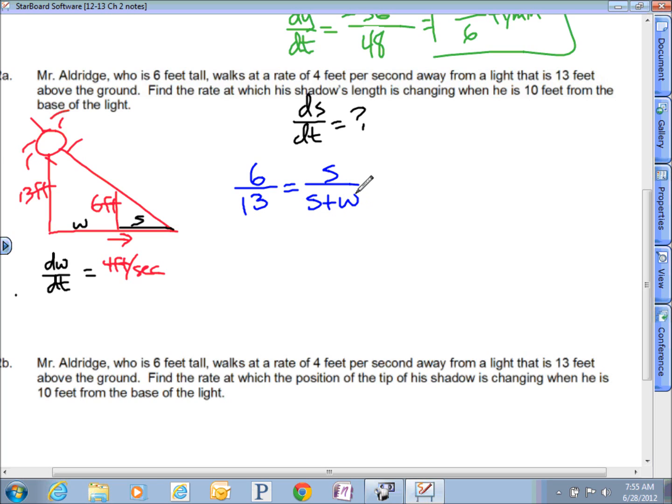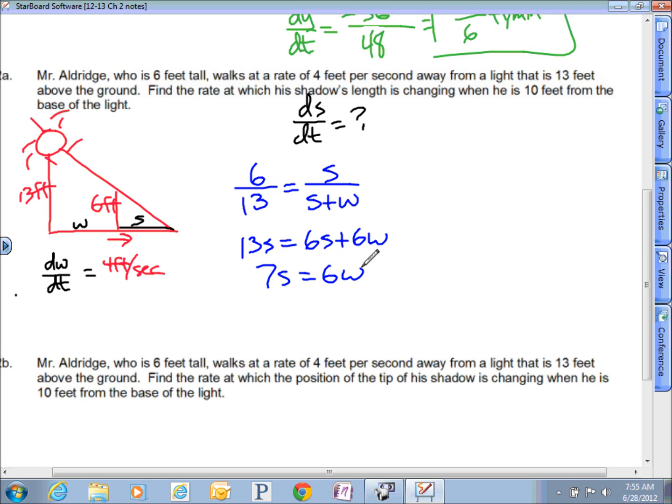The 6 would be the side of a small triangle. 13 would be the side of a large triangle. S would be the side of a small triangle. W is not the side of a triangle. S plus W is the side of a triangle. So now I've got a relationship between my variables. Let's cross multiply: 13S is equal to 6S plus 6W. Put them together: 7S is 6W.